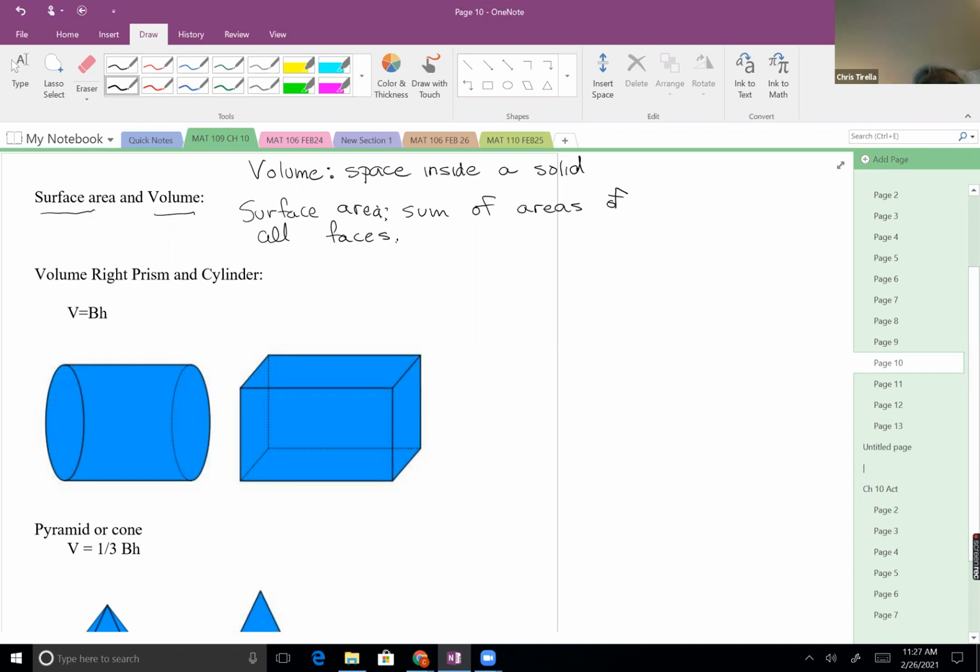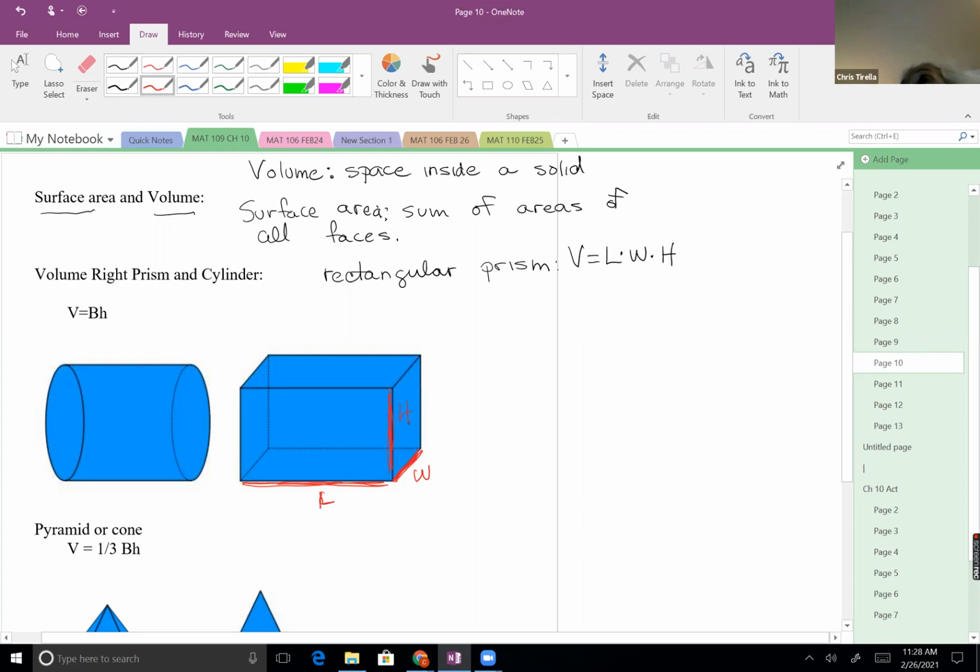And so if I look at a rectangular prism, we say that the volume is equal to the length times the width times the height. And so if I look at this blue rectangular prism, I could call this side the length, this side the width, and this dimension here the height.